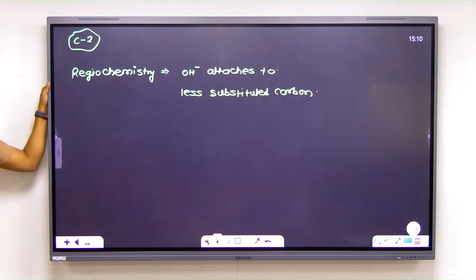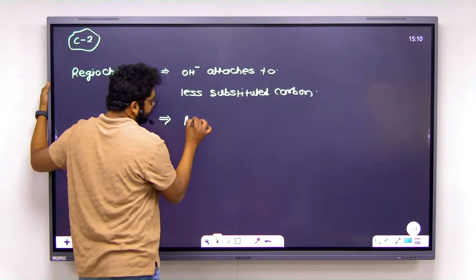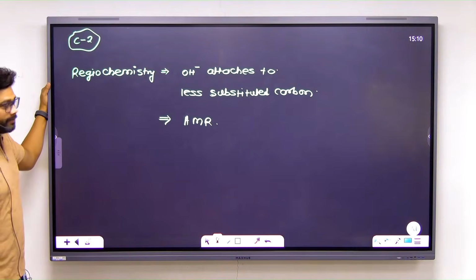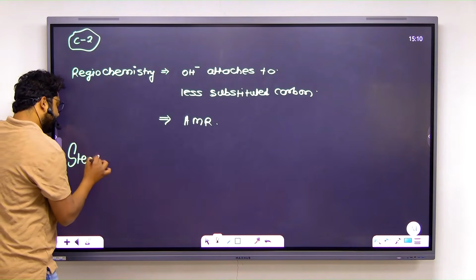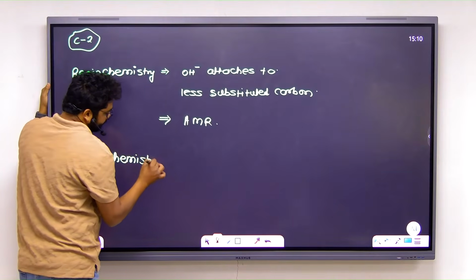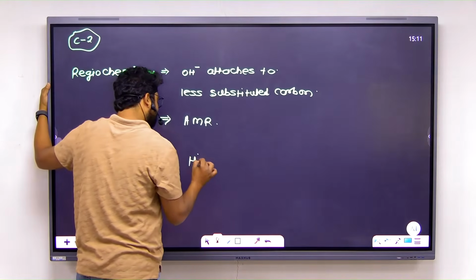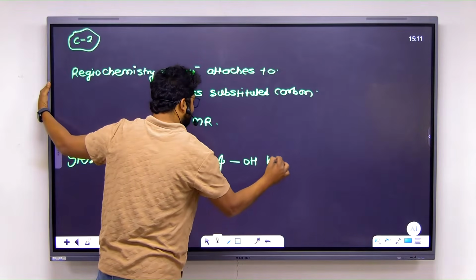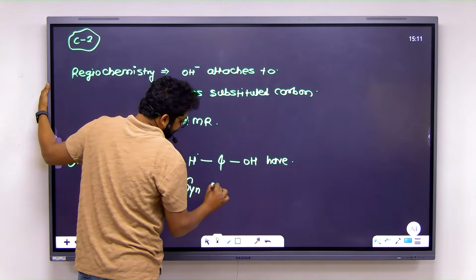Okay? That is what you call the Kharasch effect, or peroxide effect, the anti-Markovnikov's rule. Another point is the stereochemistry, guys. What is the stereochemistry of this category? That H and OH have a syn addition.